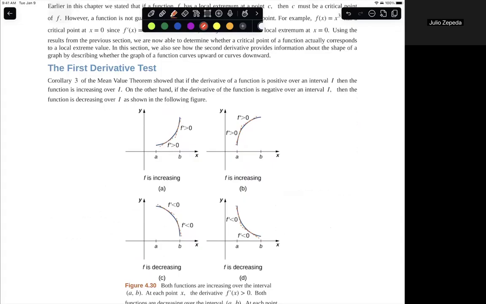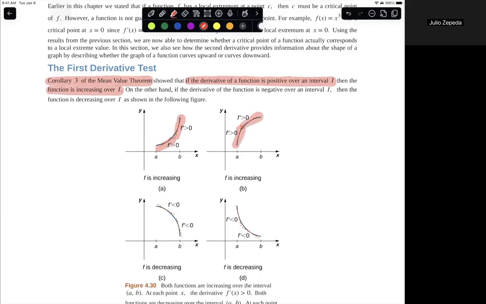there is a result, a corollary number three of the mean value theorem, which shows that if the derivative of a function is positive over an interval I, then the function is increasing over I. We've talked about this before, but essentially, if the slope of the tangent line is positive, then that means that the function is increasing. And we can see that with multiple examples here.